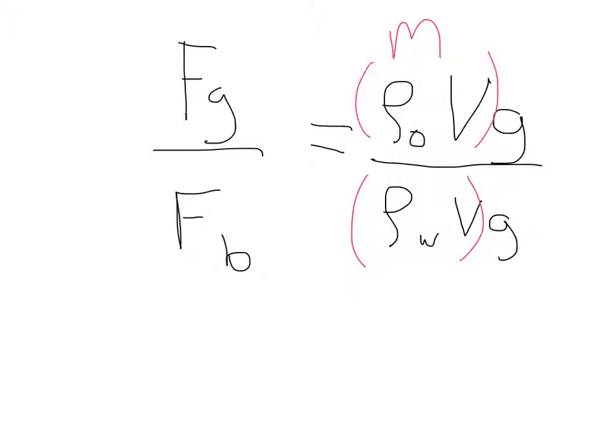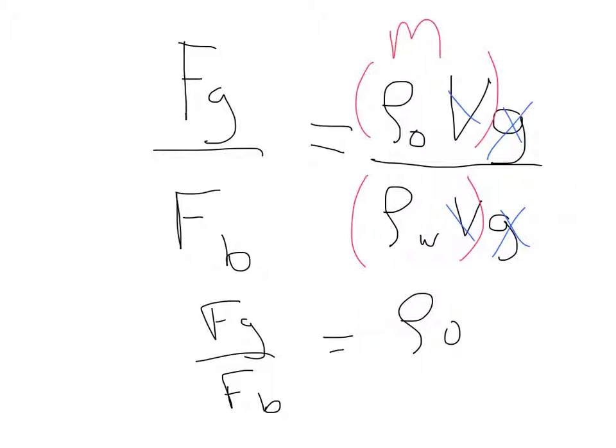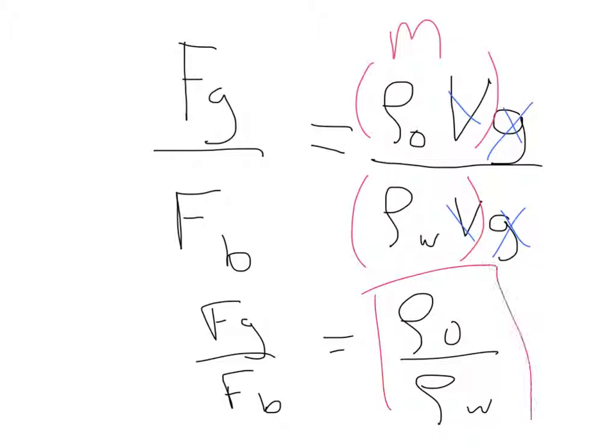Alright, so if you cancel out like terms, the V's go away, the g's go away. So what's left is that the density of the object divided by the density of water is equal to the weight of the object divided by the buoyancy force. So to simplify, Fg divided by Fb is equal to the density of the object divided by the density of water. So you might ask, what does that buy us? What is knowing the density of the object divided by the density of the water really buy us?